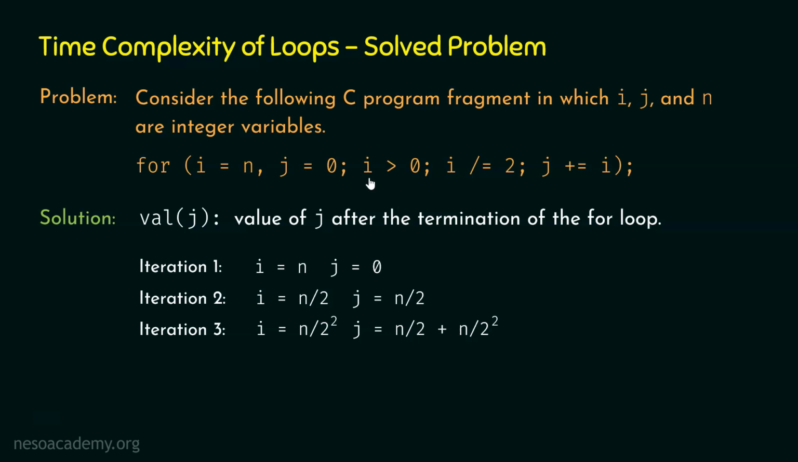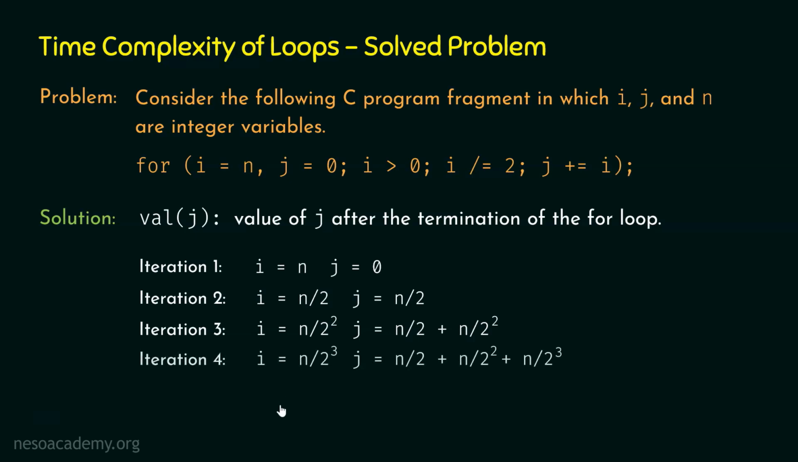After this, again i is compared with 0. Is n by 2 square greater than 0? Let's say n by 2 square is greater than 0. Condition is satisfied. Therefore, i is updated to i divided by 2. This means i becomes n by 2 cube. And what about j? j is updated to j plus i. The current value of i is n by 2 cube and the current value of j is n by 2 plus n by 2 square. So the new value of j will be n by 2 plus n by 2 square plus n by 2 cube.